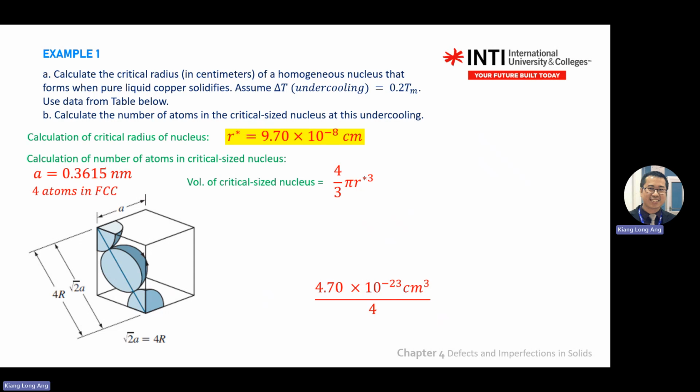Correct, right? For the face ones, you've got 6 faces, and each one gets half an atom, so 3 atoms. Then combined with the 8 corners, you get another atom, 4 atoms. So you have the R there. Just now you found the R star.